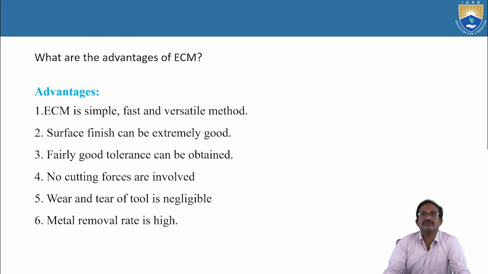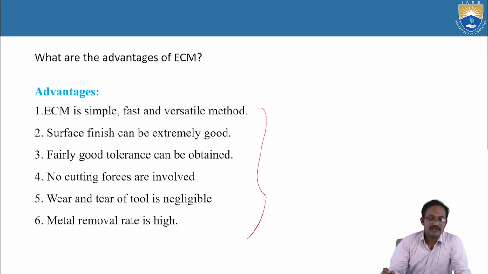What are the advantages of electrochemical machining? The following are the advantages. It is a simple, fast and versatile method. Surface finish can be extremely good. Fairly good tolerance can be obtained. No cutting forces are involved. Wear and tear of the tool is negligible. Metal removal rate is high. MRR is high.